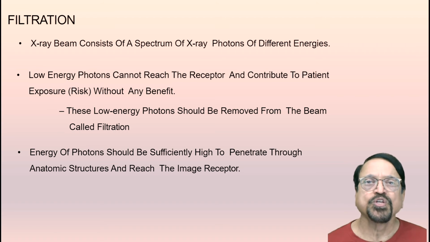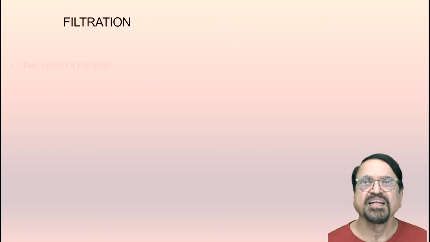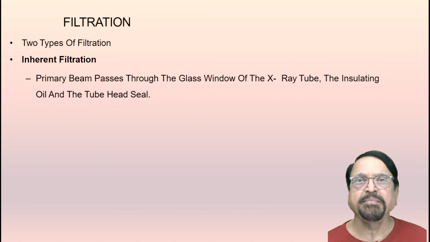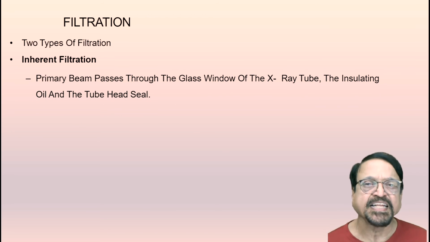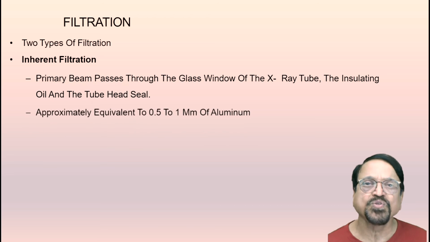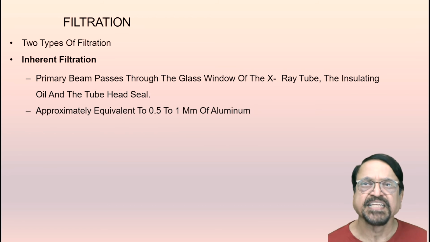Energy of the photons should be sufficiently high to penetrate through anatomic structures and reach the image receptor. There are two types of filters. First, inherent filters. The primary beam passes through a glass window; there is a glass envelope in which the tube is embedded, that is the vacuum tube. That is the first primary filter, the inherent filter. The insulating oil and the tube head seal absorb the low energy X-rays. Approximately these are equivalent to 0.5 to 1 mm of aluminium, which is just a comparative measure.